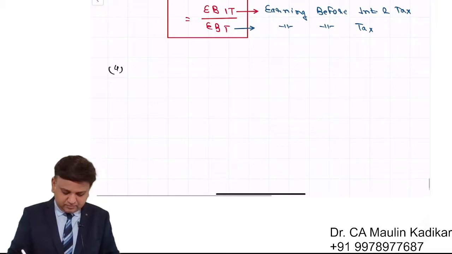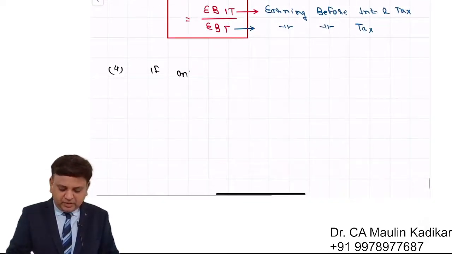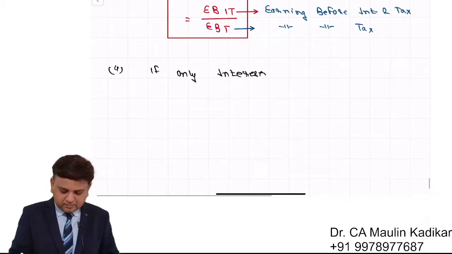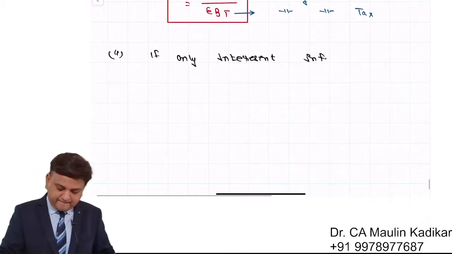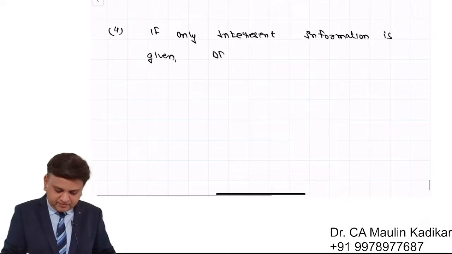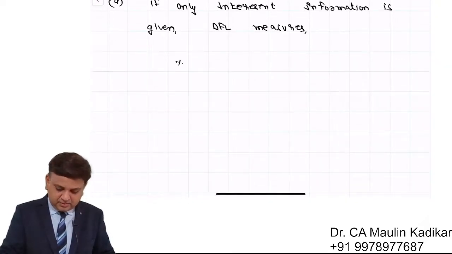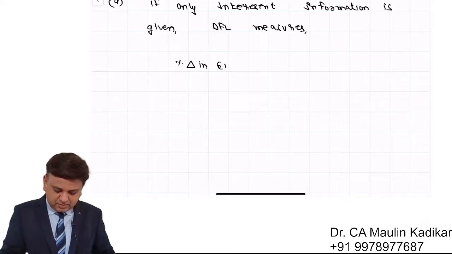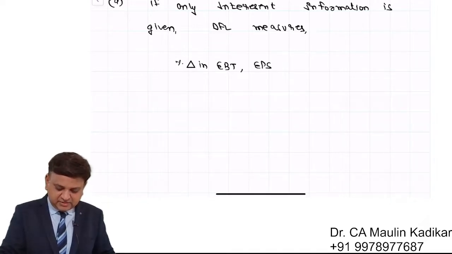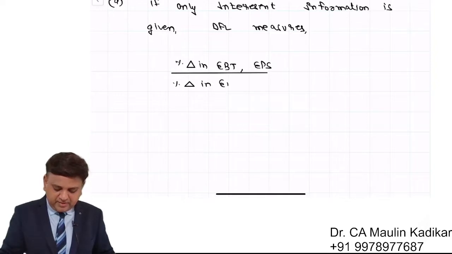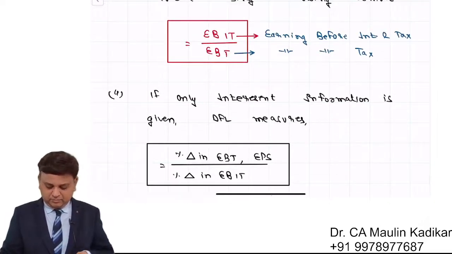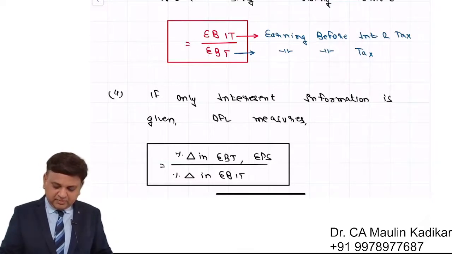Fourth point: if only interest information is given, DFL measures, write down the formula, percentage change in EBT, EPS for every 1% change in EBIT. The term EPS stands for earning per share.